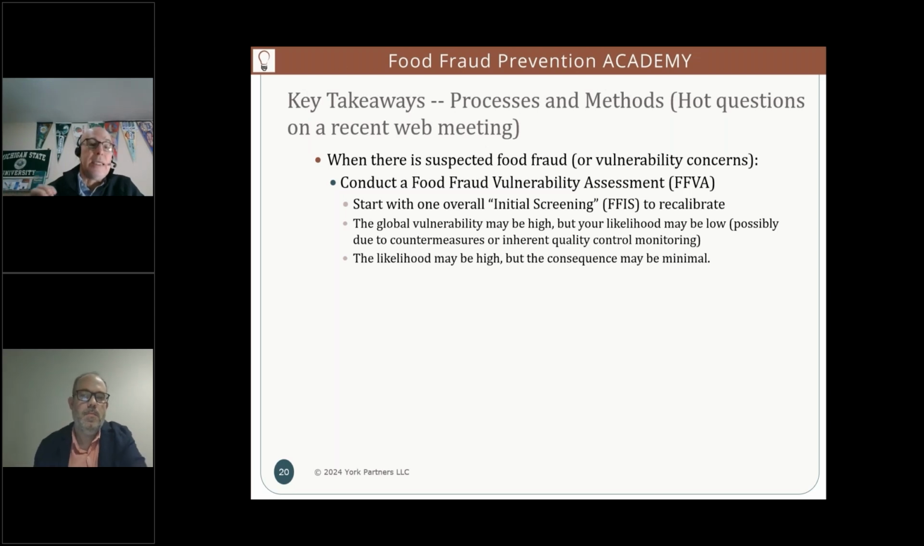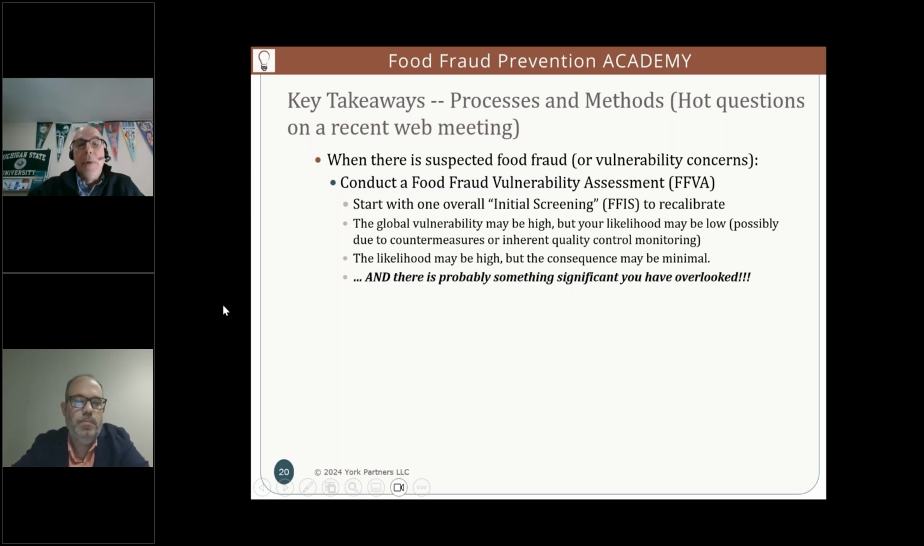You don't want every food fraud vulnerability assessment to be some big, complex, two-month-long activity. You want the initial screening so you can calibrate. That also allows you to do it for your entire company. And then there's probably something significant that you overlooked. Pretty much every time we do an initial screening, there's something really significant that people overlooked.